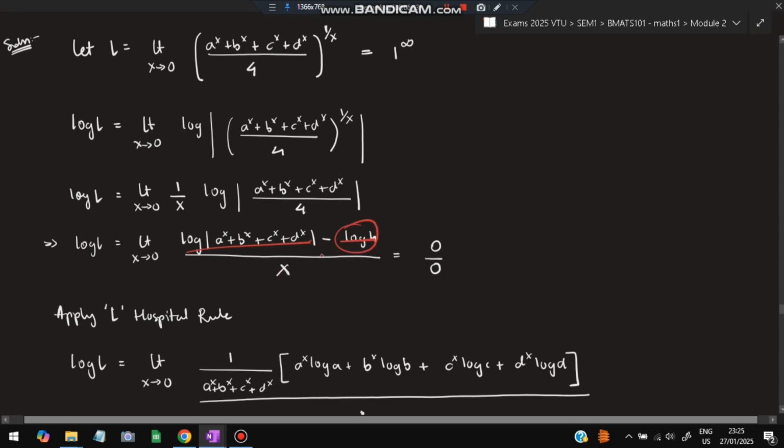After this point, we'll substitute the value of 0 and check again. After substituting 0, you'll get 1 plus 1 plus 1 plus 1, which is equal to 4. So here we're getting log 4. Log 4 minus log 4 is 0. So 0 divided by the x value, we're substituting it as 0, giving 0 by 0. If this question comes, we have to apply the L'Hospital rule.